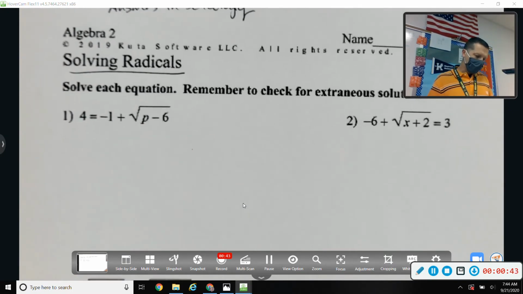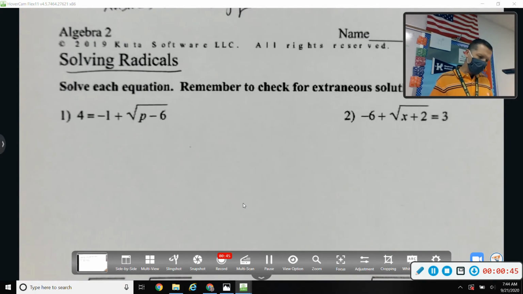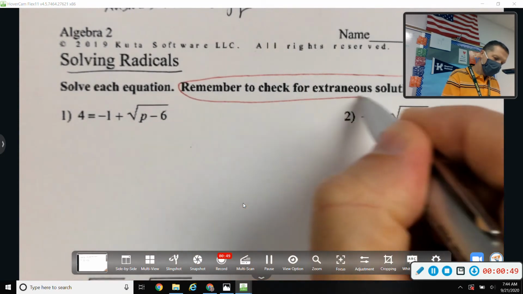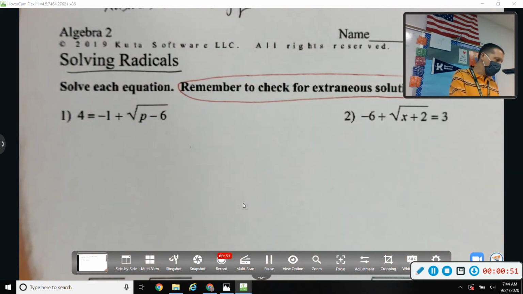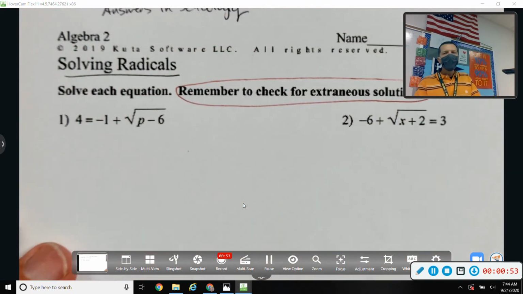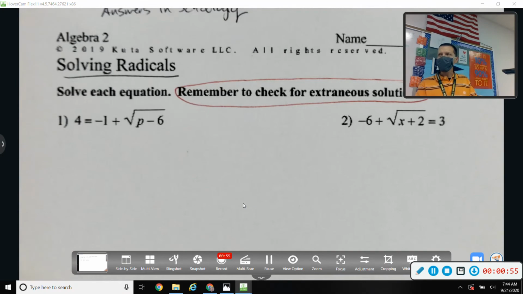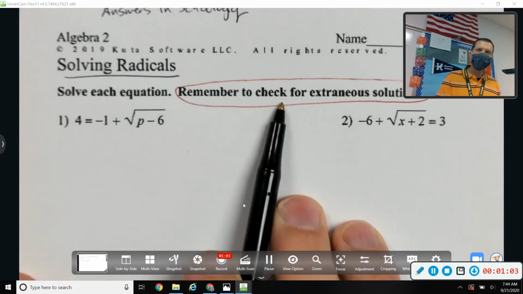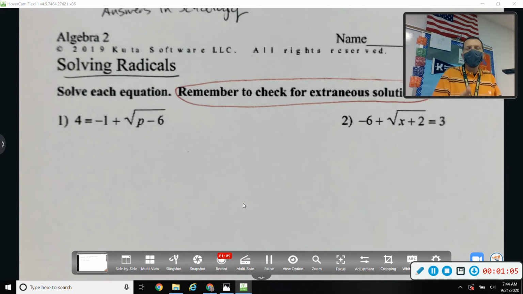All right, let's do number 1. Solve each equation. Remember to check for extraneous solutions. So that's going to be happening today. On the test, when that will happen, we will tell you. Well, not that it will happen. We'll tell you when you should check. So that's probably the most missed thing on this, is not checking. So hopefully when we tell you to check, that will remind you to check.